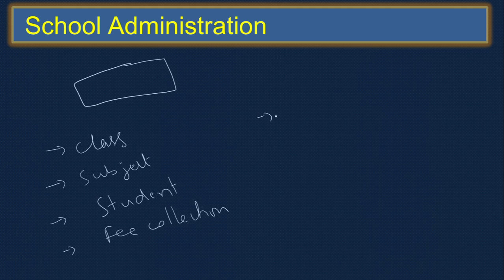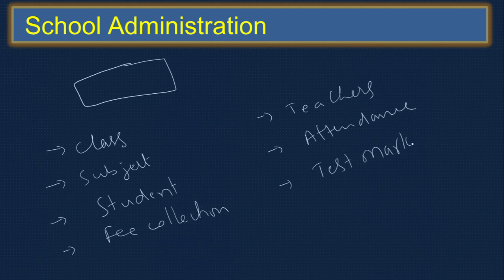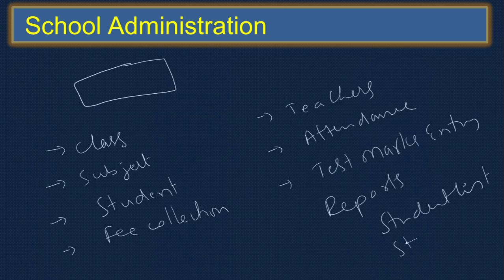Next you can have teachers. Then you can have attendance entry, then marks entry, test marks entry. Based on that we can generate the reports. So you can have a student list, staff list, marks list and marks card. All this we can provide in this project.